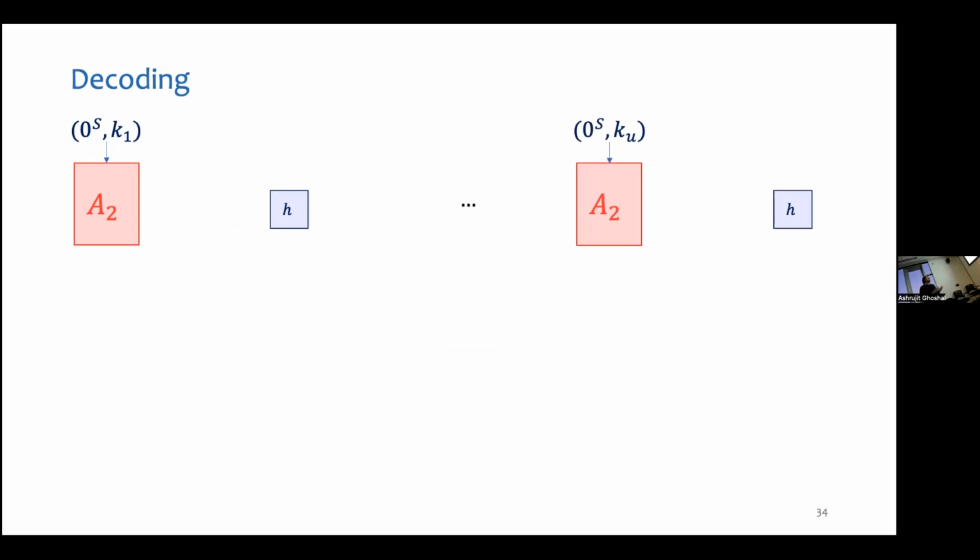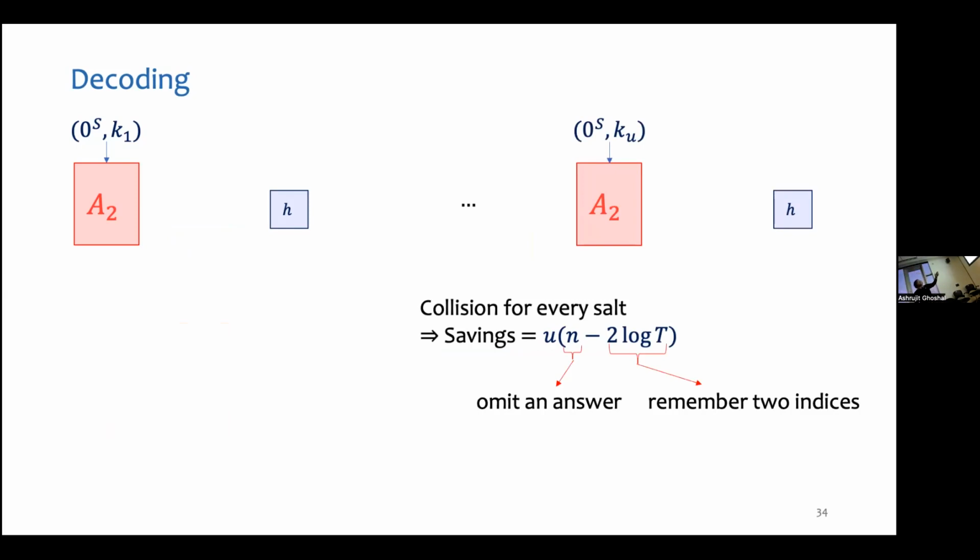So here is a very hand-wavy sketch of how encoding and decoding would work. One can show that whenever the adversary wins, one can actually compress for every value of the key, there's a savings of n minus 2 log t bits, giving a total savings of u times n minus 2 log t bits. The savings of n bits happens because for every key we are omitting one answer, and instead remembering those two indices j comma i, and each index is log t bits. Plugging this in directly gives us an epsilon, which is actually better than what we want.